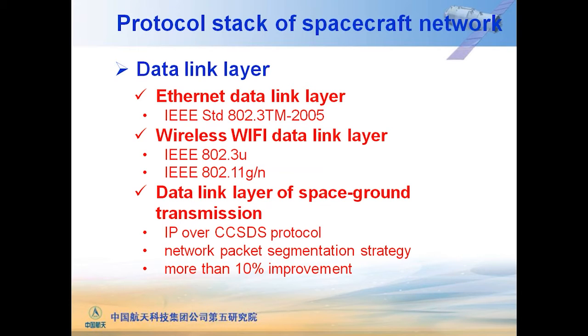The data link layer of the spacecraft network mainly includes the Ethernet data link layer, the wireless Wi-Fi data link layer, and the space-ground transmission data link layer. The Ethernet data link layer adopts the MAC frame format of the IEEE 802.3 standard.